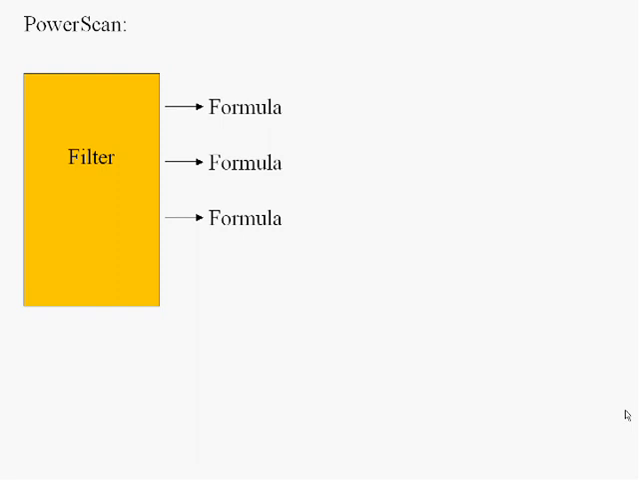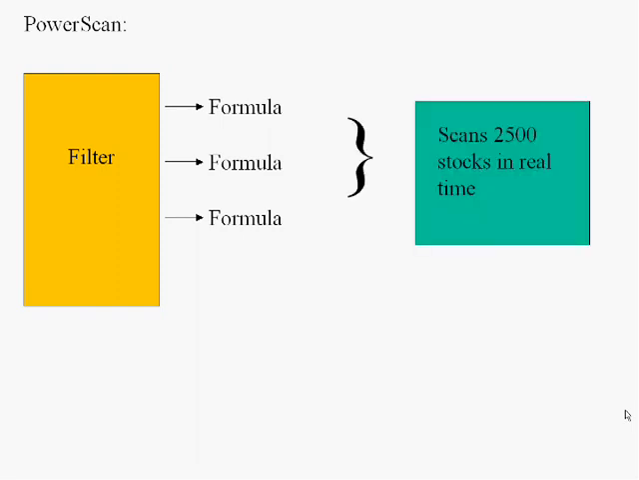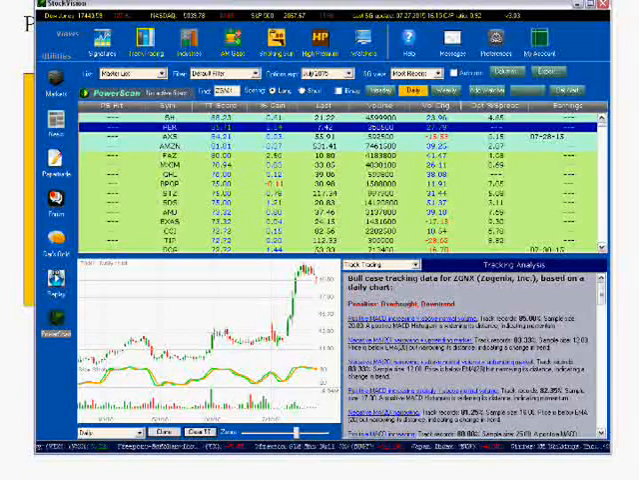You can give your own criteria, and when all those formulas are true, you're alerted. Now that filter is applied against 2,500 stocks in real time. This is all done for you, and it alerts you when one of them matches.